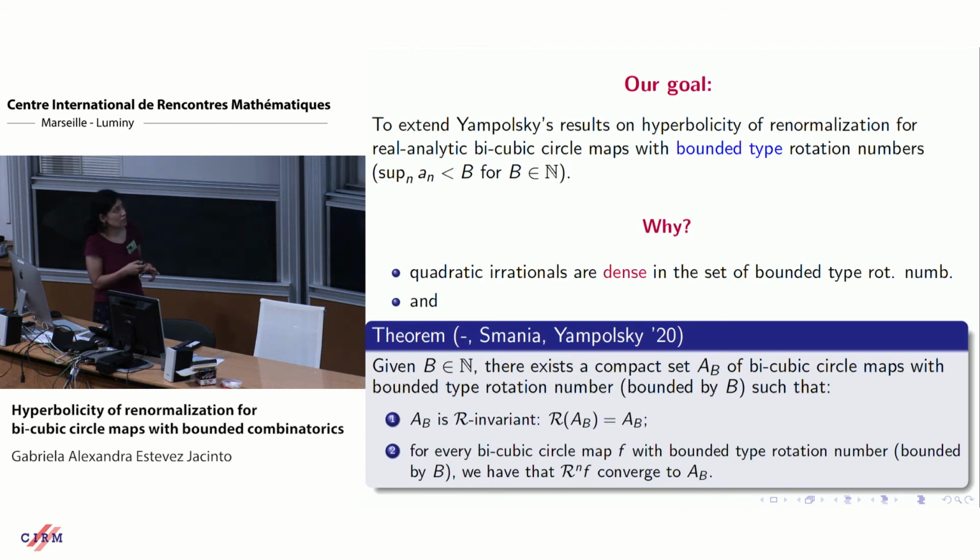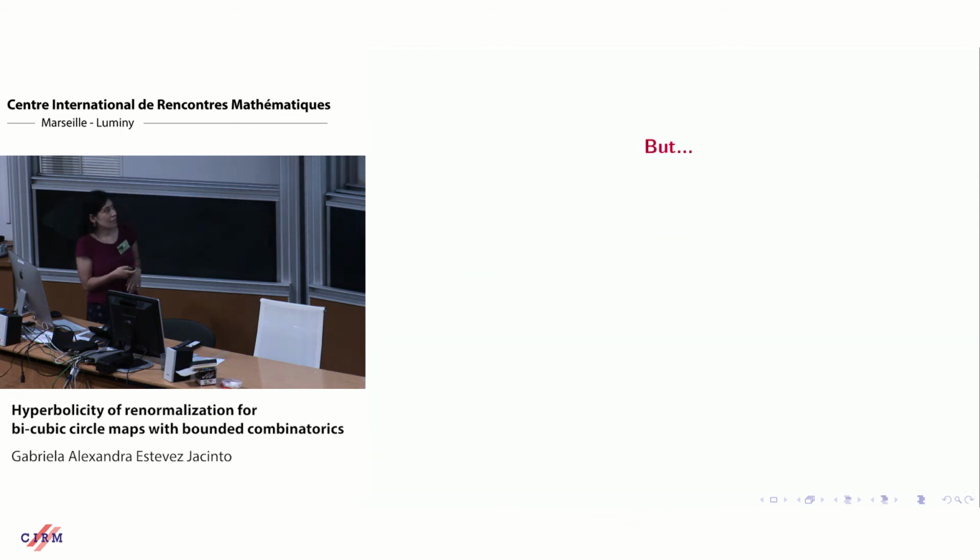So this is for any B, there is A_B, such that the renormalization is invariant. And if you take any bicubic circle map with bounded type rotation number, the renormalization of that map converges to that set A_B. Okay, so we want to extend that theory, but there is a technical thing.